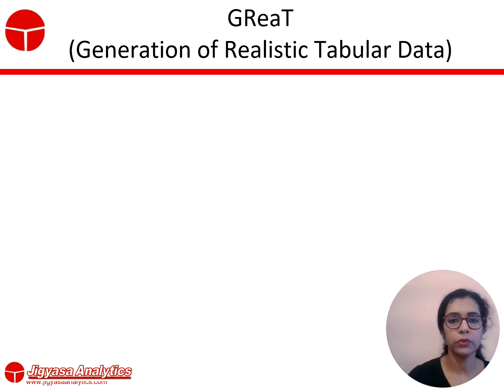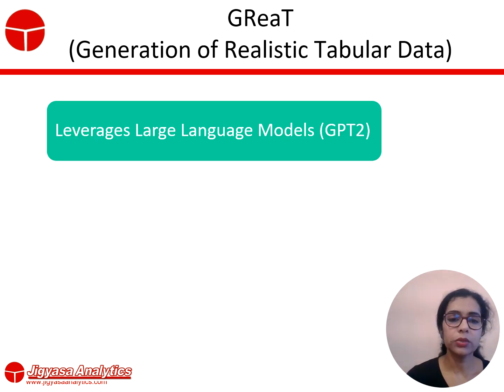Now let me walk you through the architectural detail of the three synthetic data generation methods that we have used in our experiment. The first method is GREAT, which stands for Generation of Realistic Tabular Data. GREAT uses a large language model and we have used Distill GPT-2 in our experiment. Although GREAT supports any transformer-based autoregressive model, the key requirements are compatibility with autoregressive decoding and input text format.